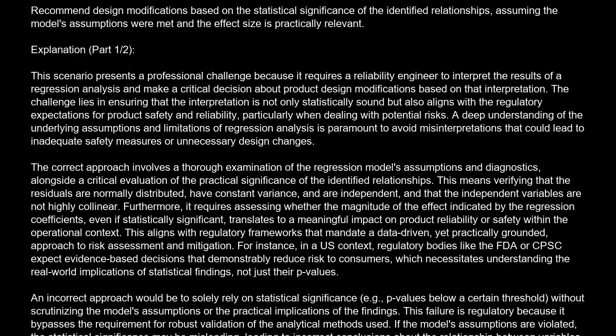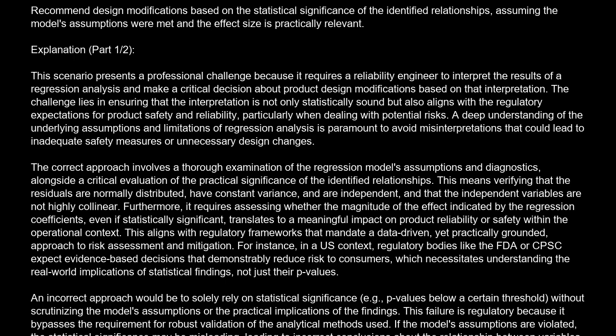The challenge lies in ensuring that the interpretation is not only statistically sound, but also aligns with the regulatory expectations for product safety and reliability, particularly when dealing with potential risks. A deep understanding of the underlying assumptions and limitations of regression analysis is paramount to avoid misinterpretation that could lead to inadequate safety measures or unnecessary design changes. The correct approach involves a thorough examination of the regression model's assumptions and diagnostics, alongside a critical evaluation of the practical significance of the identified relationships.